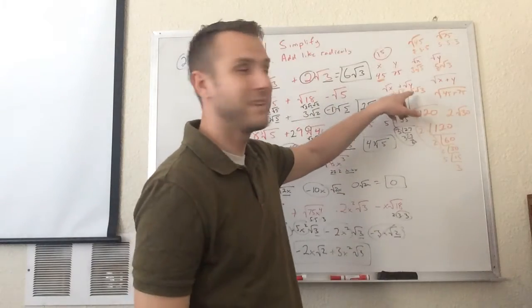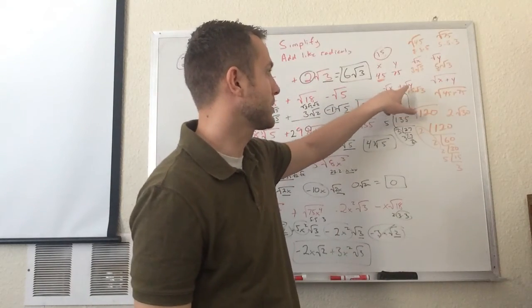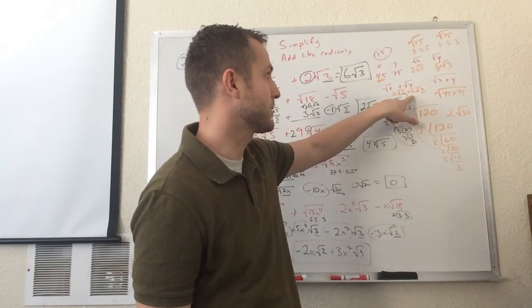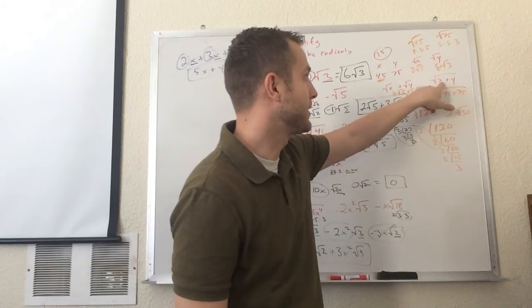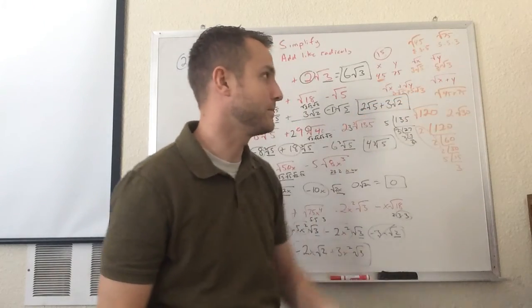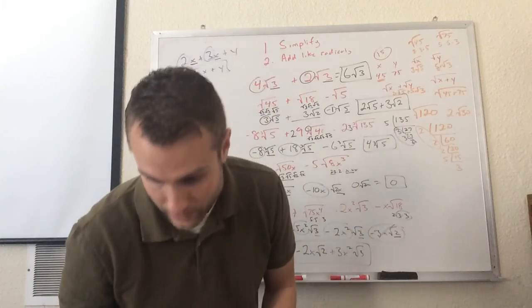So notice I do not get the same answer when I do the square root of x plus the square root of y. That's 3 square root of 5 plus 5 square root of 3. Then the square root of x plus y with them both inside. That's 2 square root of 30.